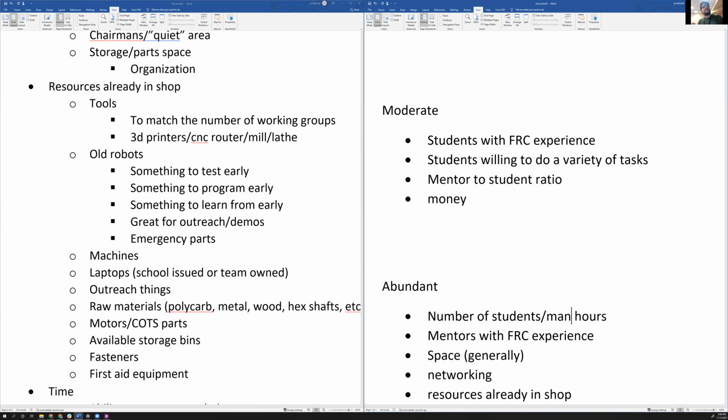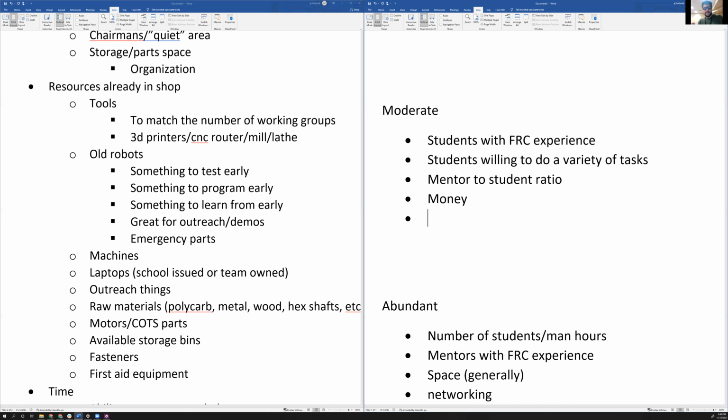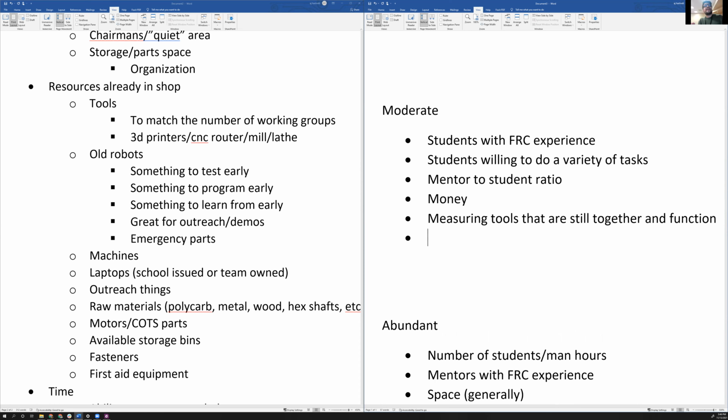so if we want to pull some specific things out to put in moderate and critical, what are those things that need to be? Peter? Let's say measuring tools that are still together and function. Okay, actually that is something, but that's very specific. Brian? Yeah, moderate or critical?